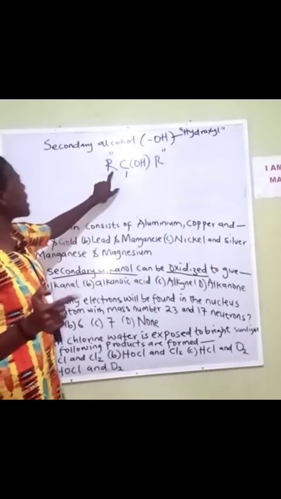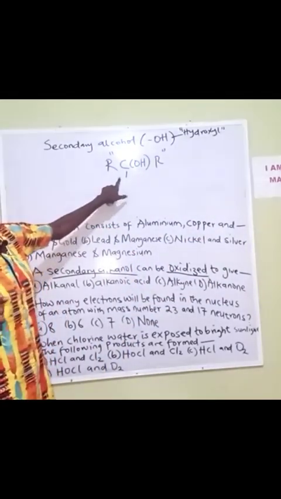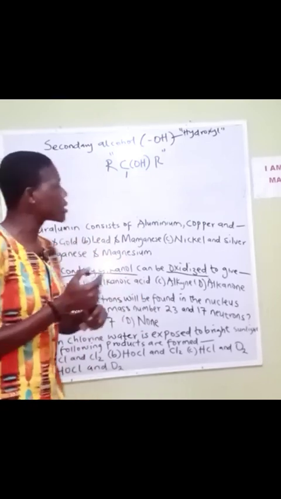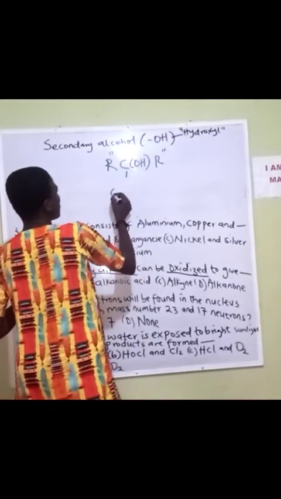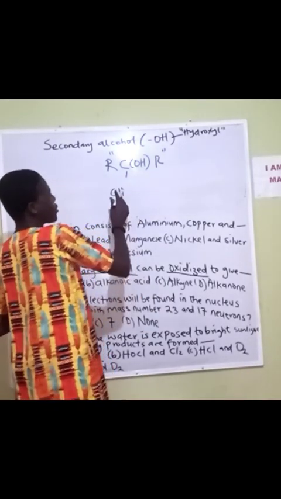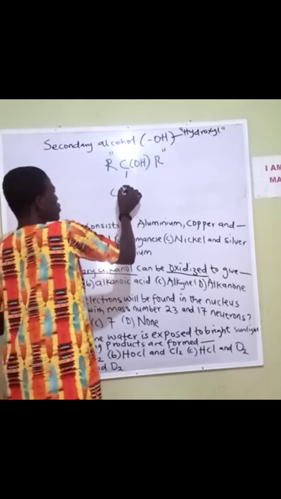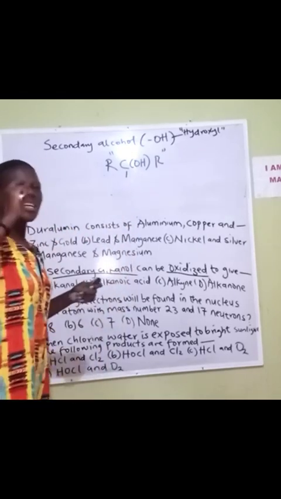what will happen? Each of these alkyl groups would lose one of their hydrogen again. Instead of them having CH, for instance, they will now become just C, and this will now become C2. They are now losing one hydrogen.